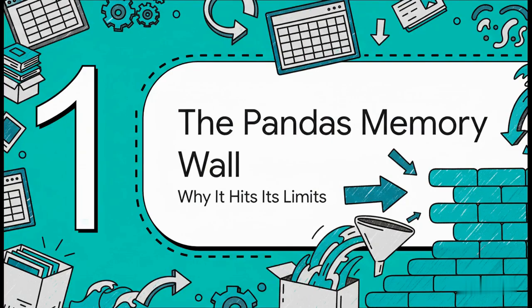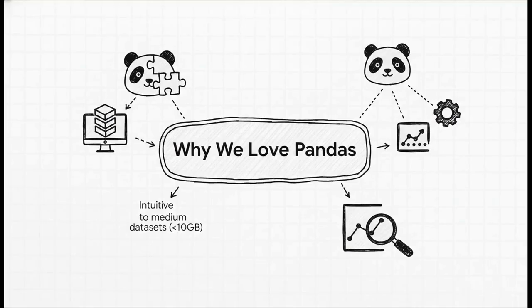All right, first up, let's talk about the tool we all know and, well, mostly love. To really get why pandas has limits, you have to understand what makes it so awesome in the first place. I mean, there's a reason pandas is the cornerstone of data science in Python, right? The API just makes sense, it's so intuitive, it's absolutely perfect for datasets under, say, 10 gigs. And it plays so nicely with everything else in the ecosystem, NumPy, Matplotlib, scikit-learn. It is the undisputed king of prototyping and just exploring your data quickly.